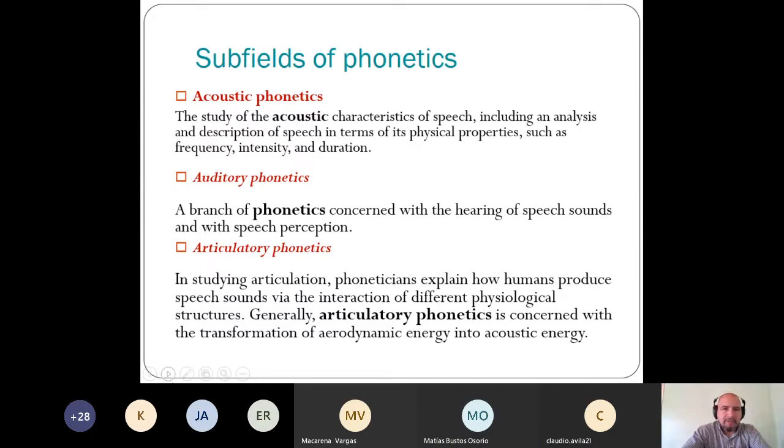Auditory phonetics, a branch of phonetics concerned with the hearing of speech sounds and with the speech perception. Thank you so much, Matthias. So auditory phonetics deals with the way that we hear the sounds in terms of the listener and in terms of the way we perceive how we speak.